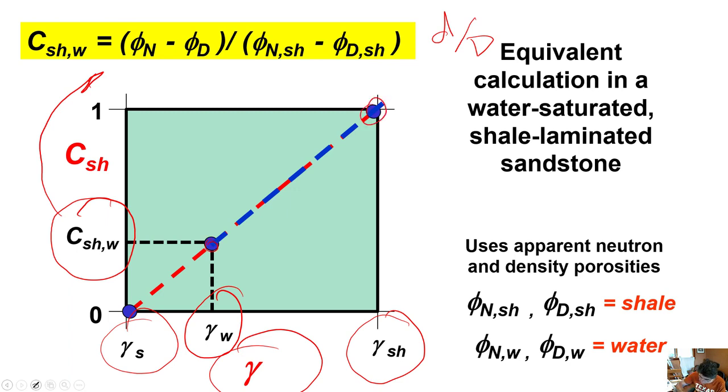And the only thing that I have to do now is to reconstruct the line. So if I give you any gamma ray log, I can bounce this off this chart and give you the corresponding CSH. That's what we do.